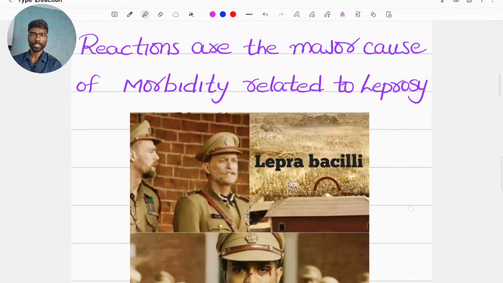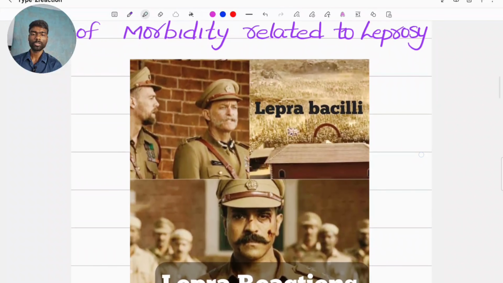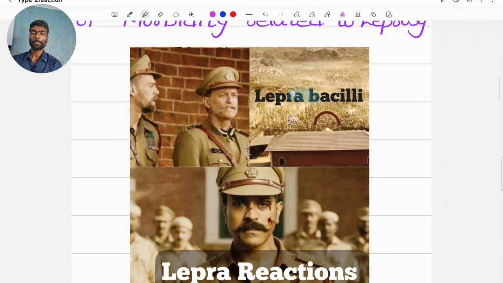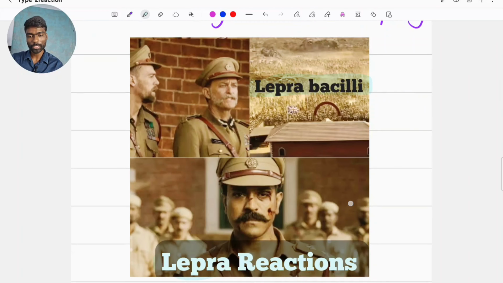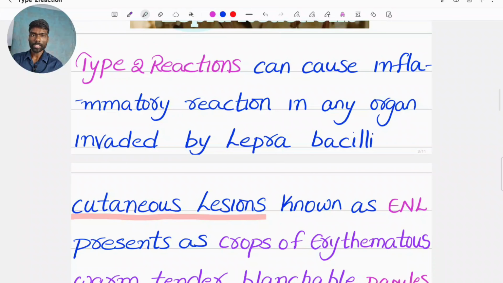Coming to clinical features, reactions are the major cause of morbidity related to leprosy. Compared to leprosy, which slowly damages the body, reactions are sudden in onset and acutely damaging because of inflammatory reaction in the body. So prompt diagnosis and timely management is necessary to prevent permanent disability. Type 2 reactions can cause inflammation in any organ invaded by lepra bacilli.